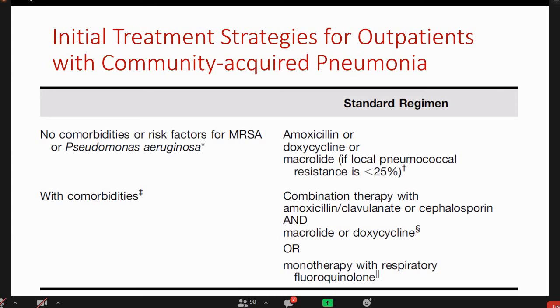But with comorbidities as an outpatient CAP, remember the patient is under outpatient treatment, you combine amoxicillin-clavulanate, or you use a cephalosporin and a macrolide. So you use a combination, amoxicillin-clavulanate with a macrolide, for example, or you can use monotherapy as well, which is with the newer respiratory fluoroquinolones. These are the abbreviations for this.